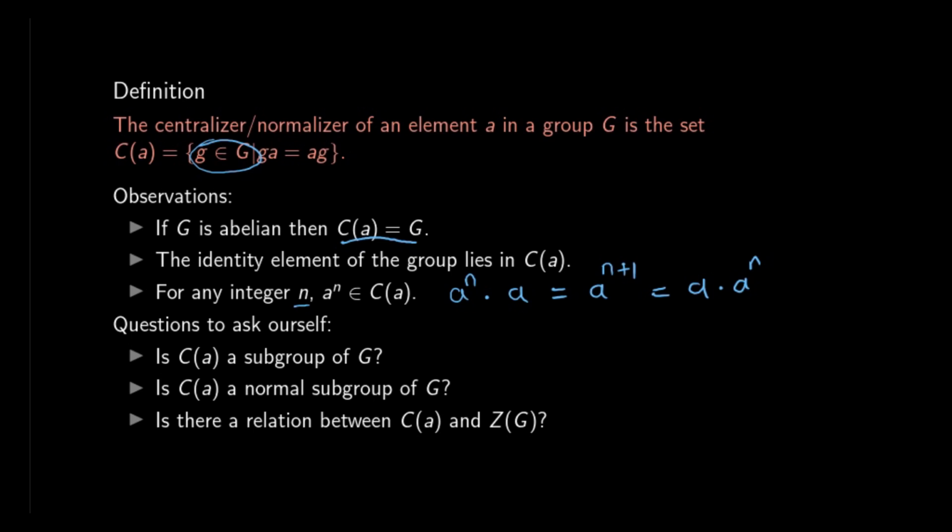Now we should ask ourselves a few questions. First, is C of A a subgroup of G? Second, if C of A is a subgroup of G, is C of A a normal subgroup of G? And thirdly, is there a relation between C of A and Z of G? This is a very natural question, as both of the sets deal with a similar property.